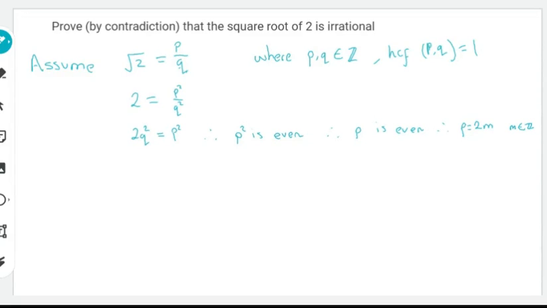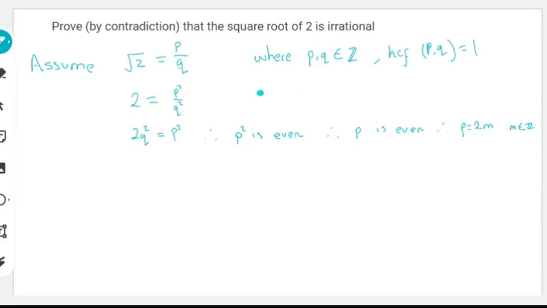Q is also even. How do we, like, could you expand 2m squared to 4m squared? Mm-hmm. And then if you divide by 2, q squared equals 2m squared. And that proves that q is even. Perfect. That's it. Yeah. Let's write that down.